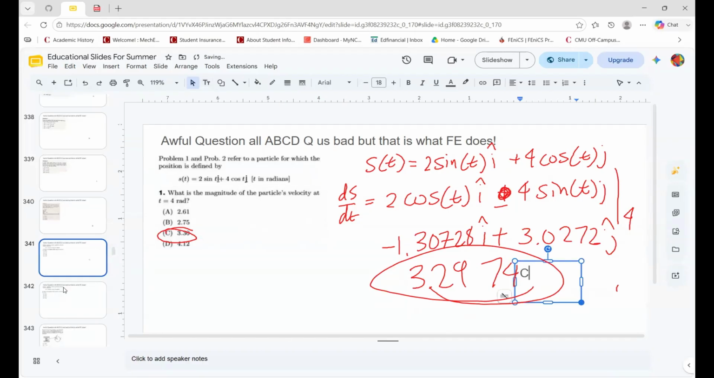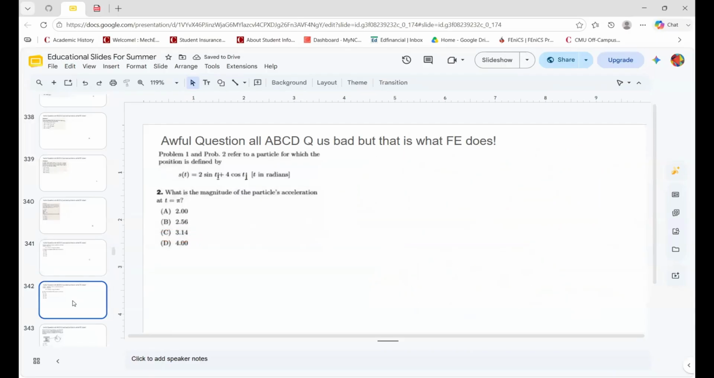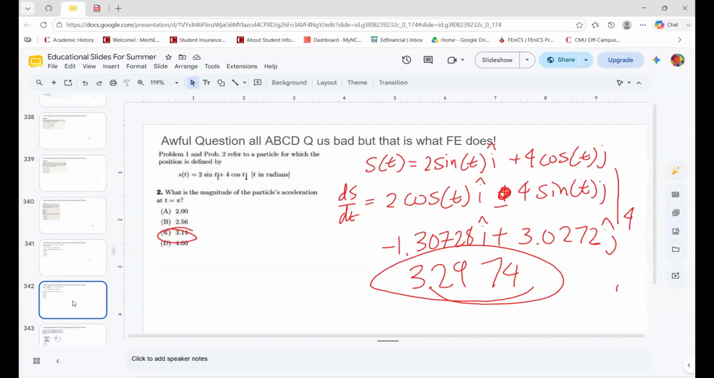Okay, we're good. That's the second one. What's the magnitude of the particle's acceleration at pi? Just bring back the original one. You can take a derivative of that, d squared s over dt squared, and then we get 2 negative sine t i, and then negative 4 cosine t j. Fun fact, if you mix up cosine and sine, it doesn't matter because they use magnitude. So it's just testing your derivative knowledge at this point.